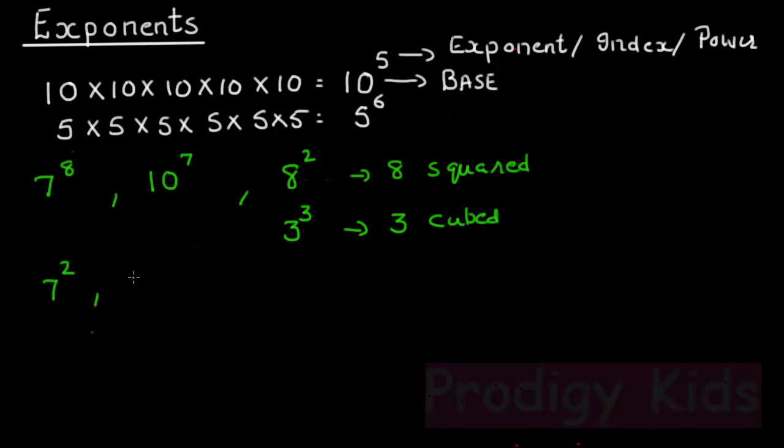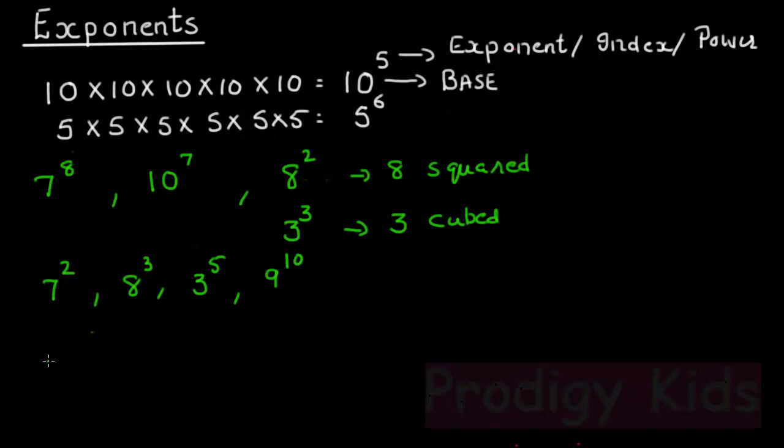7 squared, 8 cubed, 3 raised to 5, 9 raised to 10. So in all these numbers, the 7, the 8, the 3 and the 9 are all the bases, whereas 2, 3, 5, 10 are the exponent or the index or the power. So I hope you all know how to read an exponential number.